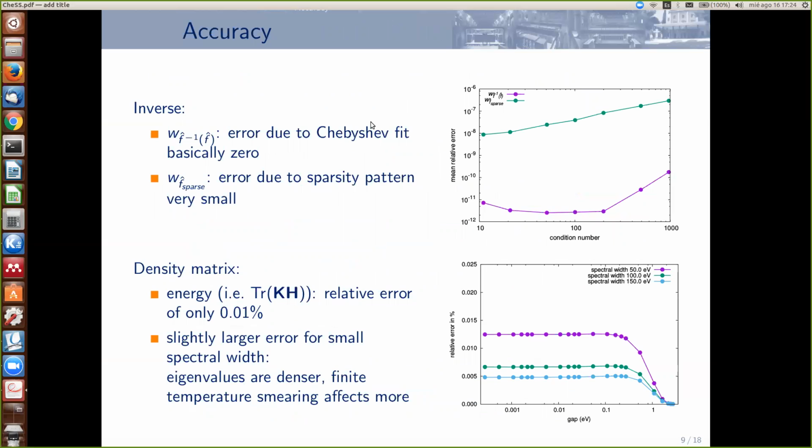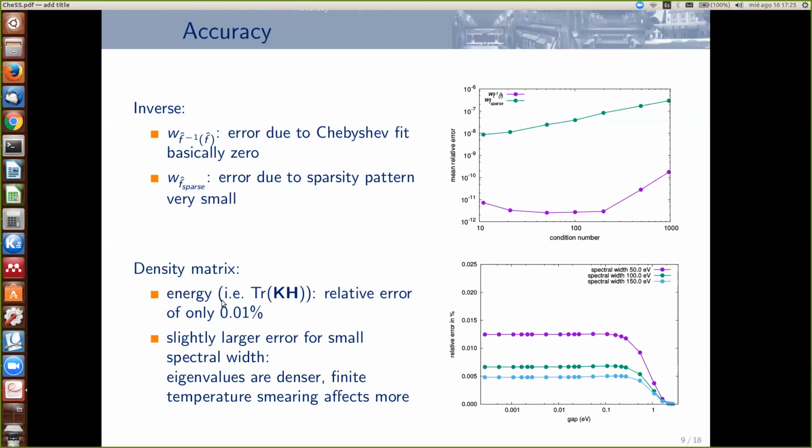So I did a benchmark here, first of all, for the inverse. As a function of the condition number, here you see the relative error. First, if you look at this error that measures the accuracy of the Chebyshev fit, this purple line is basically down at 10 to the minus 10, 10 to the minus 11. So it's basically 0. This means the Chebyshev fit is really exact within some numerical tolerance. On the other hand, the error that comes from the sparsity pattern is slightly larger, of the order of 10 to the minus 7 maybe, which is 4 orders of magnitude larger, but still in practice this is very small. So this means that the sparsity pattern that we chose to calculate the inverse was sensible.